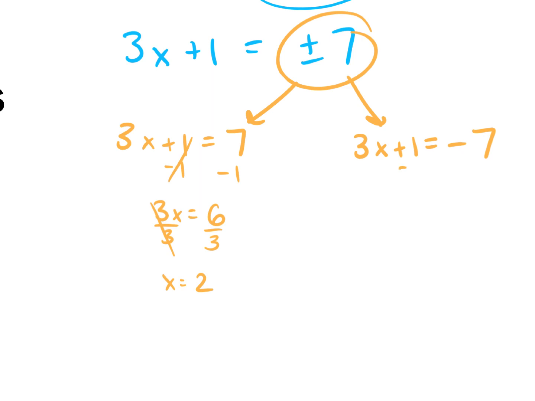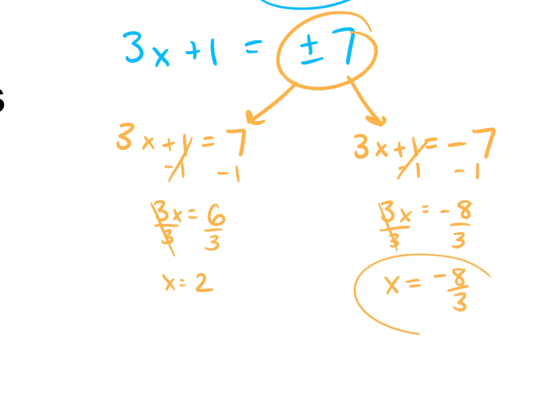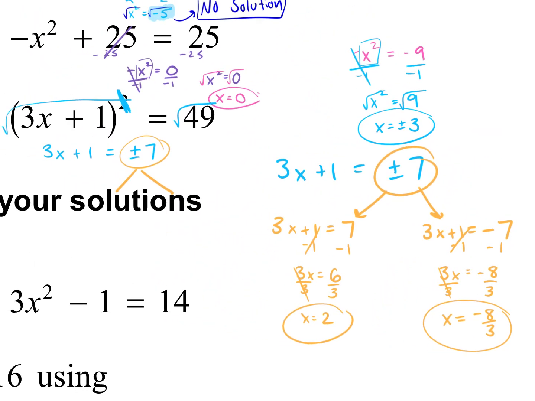Same thing in the second equation, we're going to subtract 1. What's negative 7 minus 1? Awesome, negative 8. Then we divide by 3. Can I divide negative 8 by 3? No, so we can just leave it as negative 8 over 3. It's okay if we leave it as a fraction. So those would be our two answers for number 12.